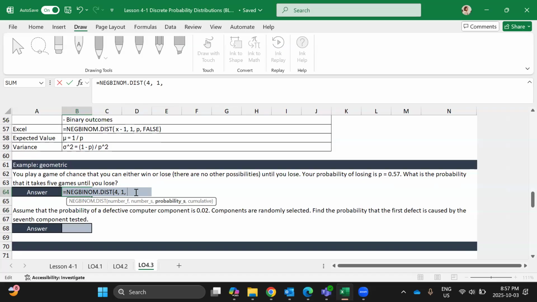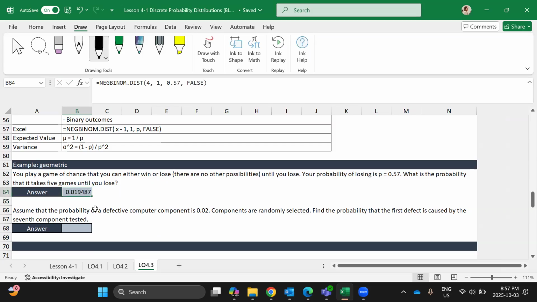For the probability that has to be given in the question, it is 57%, and we always put false for the final argument. So again, if it takes 5 games until you lose, then you have to play 4. Then on the 4 plus 1, the fifth, you lose, and you have 57% chance of a loss. This will give you the probability that it takes you 5 games to lose. It's only 1.9% that it takes 5 games to lose.